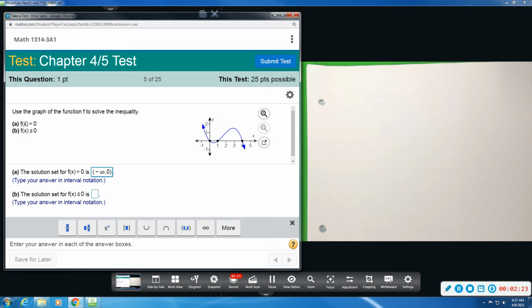So negative infinity to 0, and then there's another section that is above, which starts at the number 1 and stops at the number 4. So we're going to do union and then parentheses 1 to 4. So this is what describes where this graph is above the x-axis, or greater than 0.